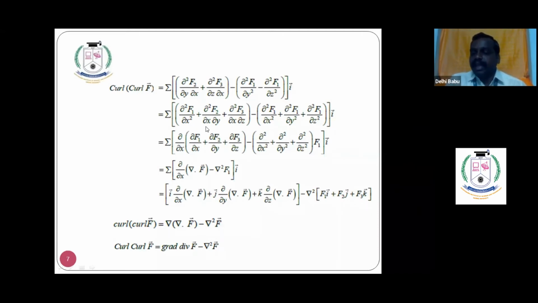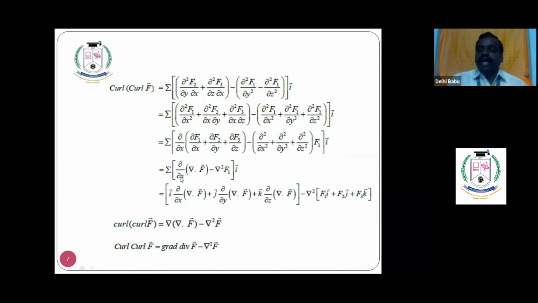So from this take dou x as common. All these 3 terms I will take dou by dou x as common. When I take dou by dou x, then we get dou f1 by dou x plus dou f2 by dou y plus dou f3 by dou z minus, from all these three terms I have f1 is common. See the numerator, all the terms I have f1. So I will take f1 as common. We get dou square by dou x square plus dou square by dou y square plus dou square by dou z square. Now this is summation.